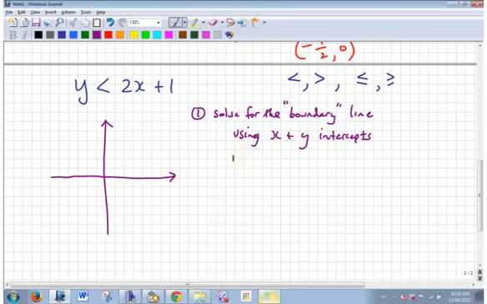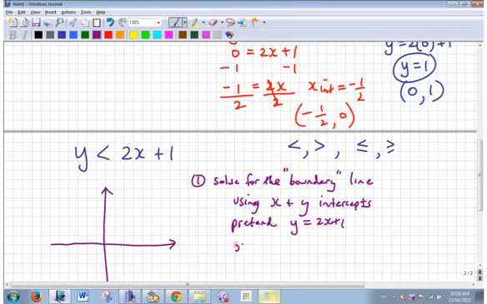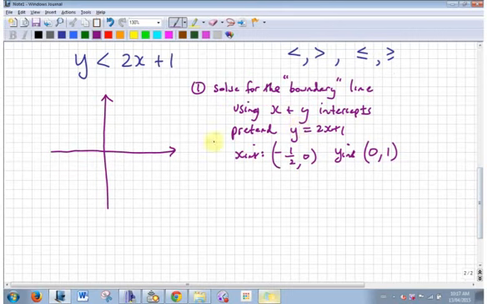So first step is just pretend there's no inequality. Pretend it's a line. So I have my x and y intercepts. I already did them, so I'm not going to do it again. But on the next question, of course, I'll do the whole thing from start to finish. And I'm going to do my boundary line. So I got negative a half, 0. That's 1 point. The other point is 0, 1.